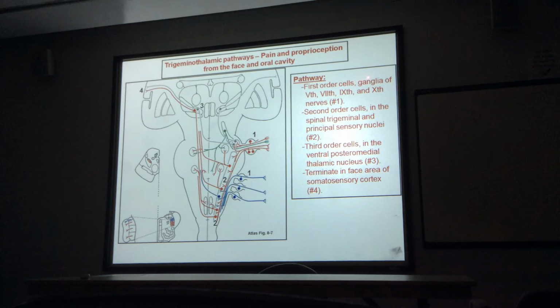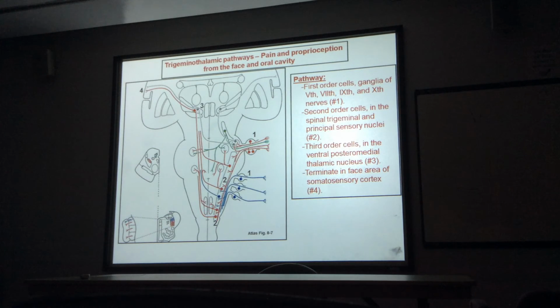Okay, so we have first order cells in the ganglion of the 5th, 7th, 9th, and 10th nerves, and those are all number 1. The second order neurons in the spinal trigeminal pathway and principal sensory nuclei are number 2. The principal sensory nucleus is right here, and this is the spinal trigeminal nucleus right here. Those are the locations of the second order neurons in the pathway.